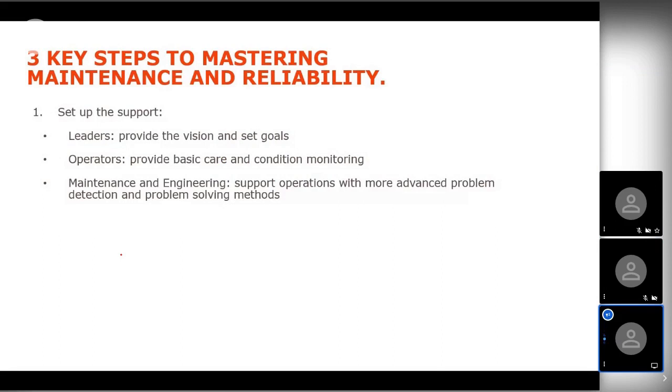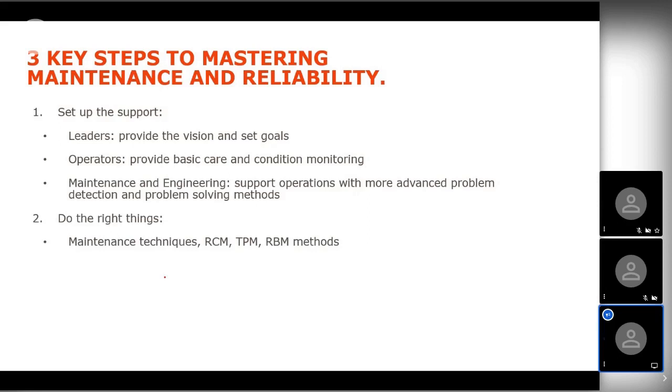My 3 tips on how to achieve this is set up the support first. The leaders have to provide the vision and the goals. The operators provide your basic care and your first line monitoring. Don't tell operations this. This is a secret between us, but maintenance and engineering are there to support operations. Okay, that is our task, to support production, because production is where we make the money. Engineering and maintenance support that through some more advanced detection methods and problem-solving methods.